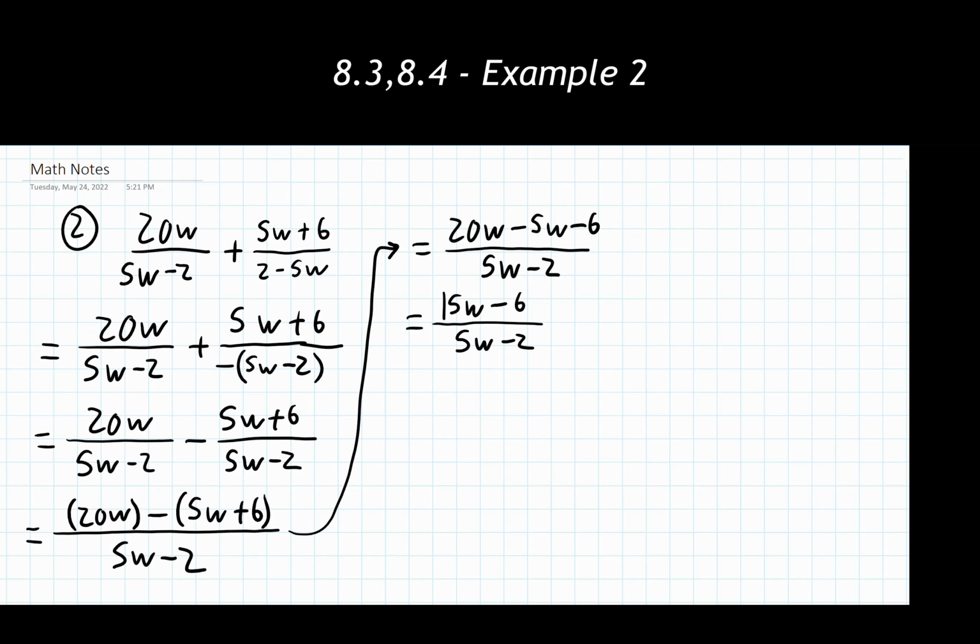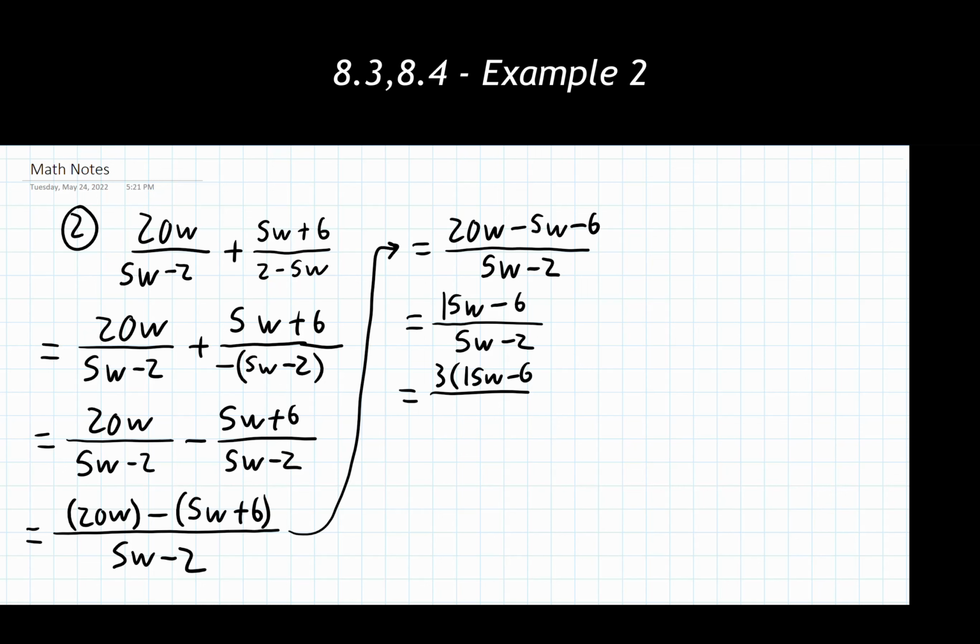Fully factor the numerator or denominator and cancel things out. So again, we need to remember, I need to factor, then cancel. Factor, then cancel. So can I factor the numerator at all? Turns out I can. I can factor a 3 out from the numerator.